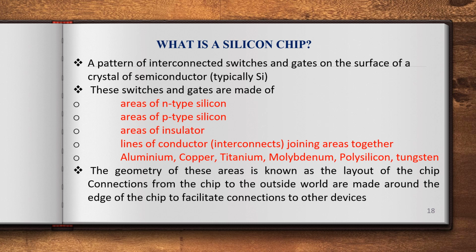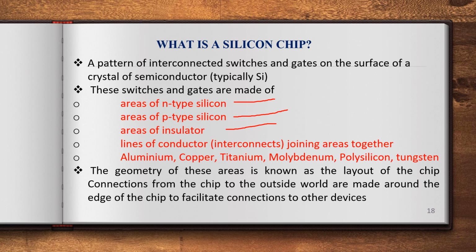These switches and gates are made up of areas of N-type silicon, meaning NMOS transistors, areas of P-type silicon, PMOS transistors, areas of insulator like SiO2. SiO2 has excellent insulator properties to separate the conductors, and lines of conductor. These are also called interconnects, and are used to provide communication between various transistors. Aluminum, copper, titanium, molybdenum, polysilicon, tungsten, these types of elements are used as interconnects.